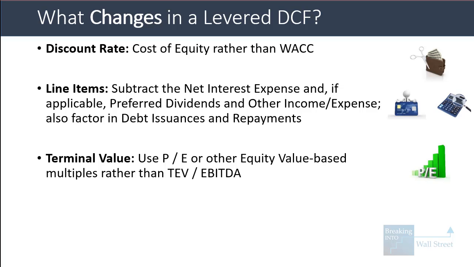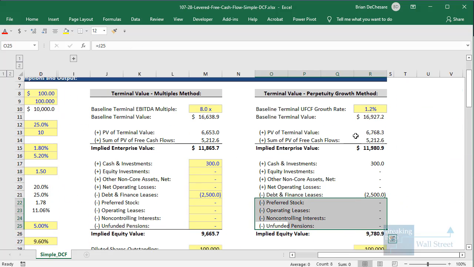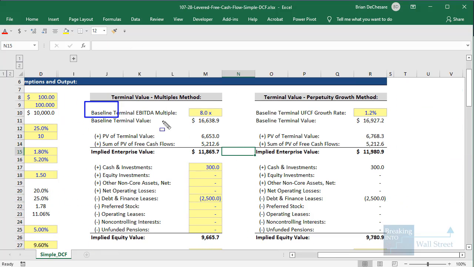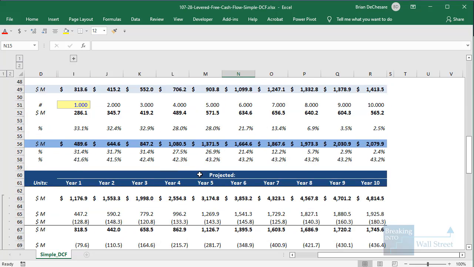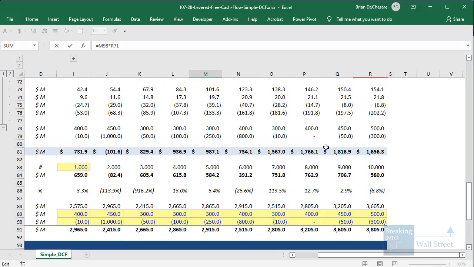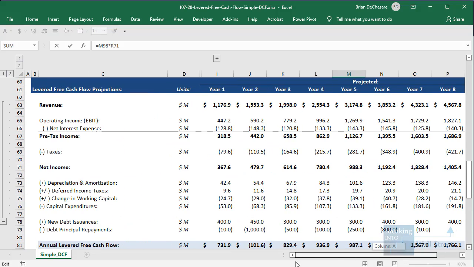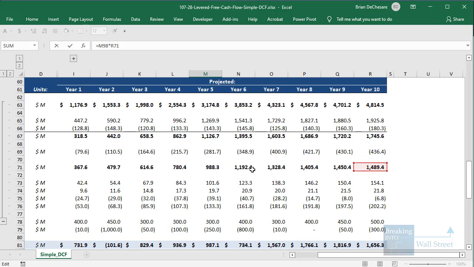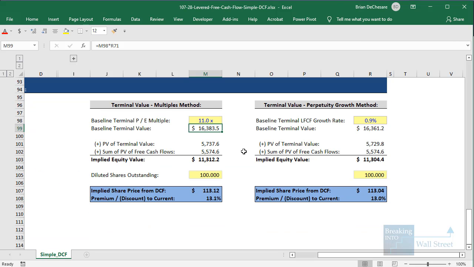With terminal value, we have to use a PE multiple or another equity value-based multiple rather than the standard EBITDA multiples or EBIT multiples that you might use in an unlevered analysis. So if you go up and look at our unlevered DCF here, we're using a pretty standard approach, basing the terminal value on a terminal EBITDA multiple and the final EBITDA in the projection period. In the levered analysis, though, we are using a PE multiple instead, and we're basing this on the company's net income in the final period right here. We're multiplying by the relevant PE multiple to calculate the terminal value.